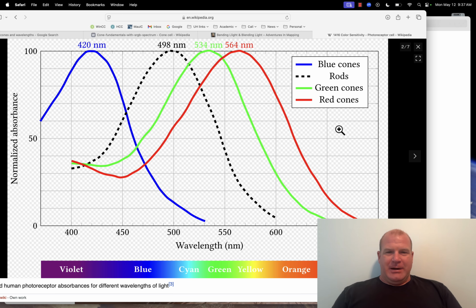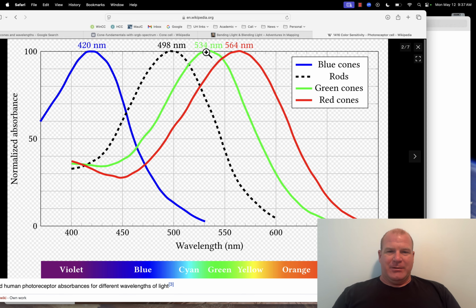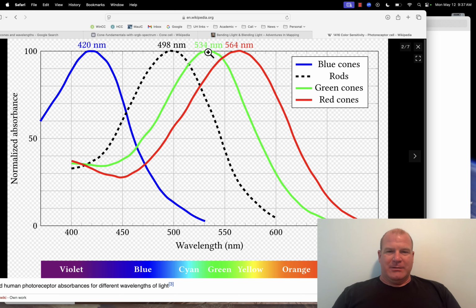So right here is an image taken from Wikipedia Commons, and on the y-axis is the normalized absorbance, so normalized meaning brought to unity, and then the wavelength is on the x-axis. The long wavelengths here are red light, and the short wavelengths are violet light. Although this is normalized, we see the middle one, the green, the best. So short is violet, green is the middle, red is the long.